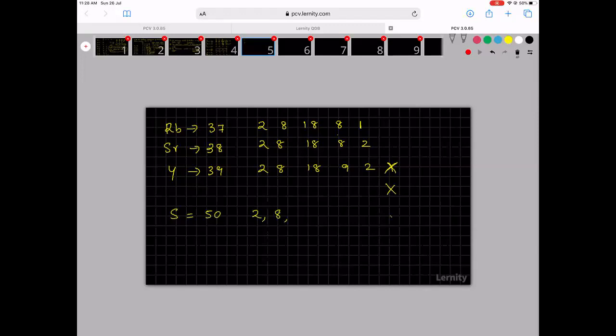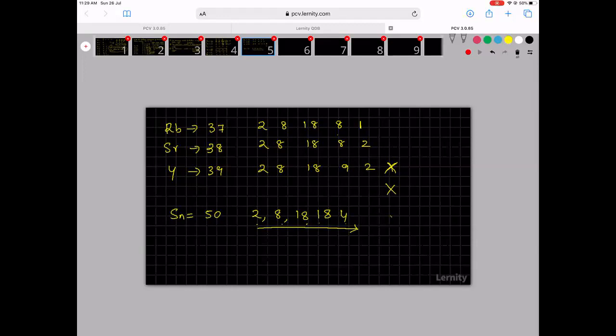2, 8, 18. Then how many are there? 28 are over. So again 18. So 2, 8, 18, 18, and then now 4. Now it will work beautifully. So this is the electronic configuration for tin. Okay, 2, 8, 18, 18, 4.